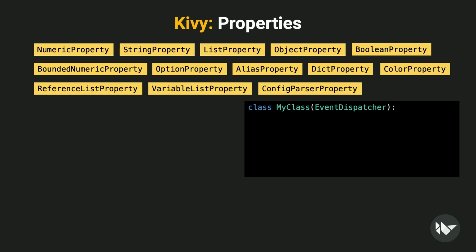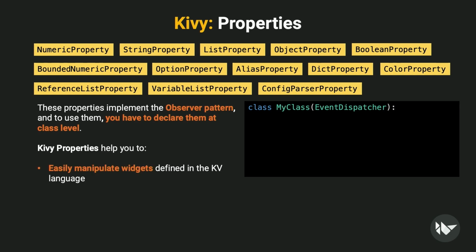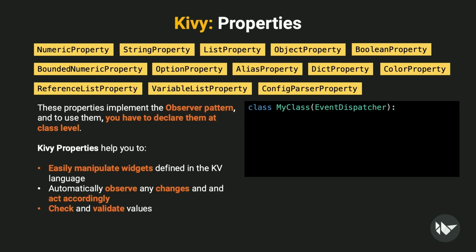Properties. Kivy properties are not the same as Python properties. In Kivy, we have NumericProperty, StringProperty, ListProperty, and so on. These properties implement the observer pattern, and to use them, you have to declare them at class level. Kivy properties help you to easily manipulate widgets defined in Kivy language, observe any changes and act accordingly. And also check and validate values. You can also use them to optimize memory management.